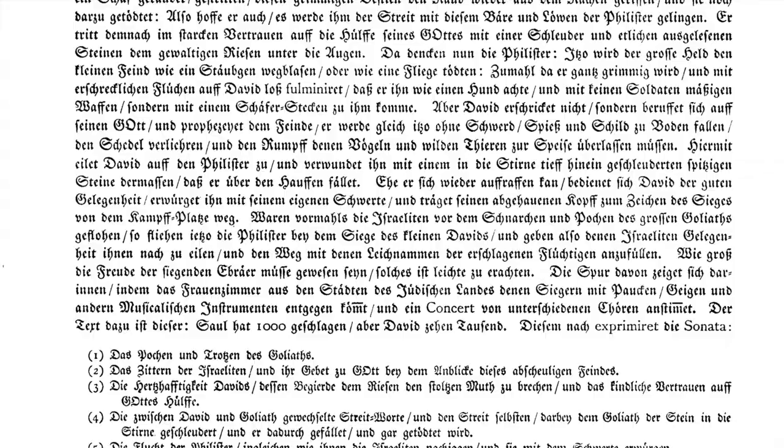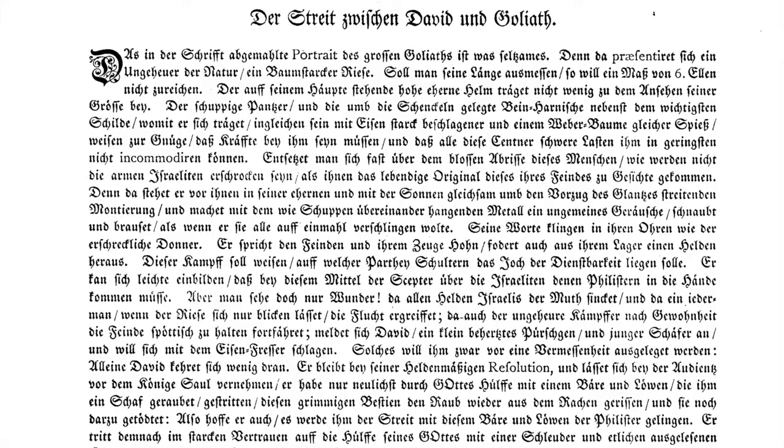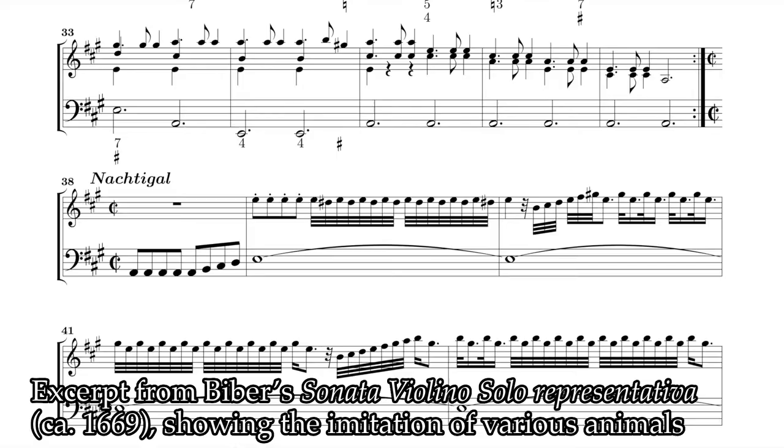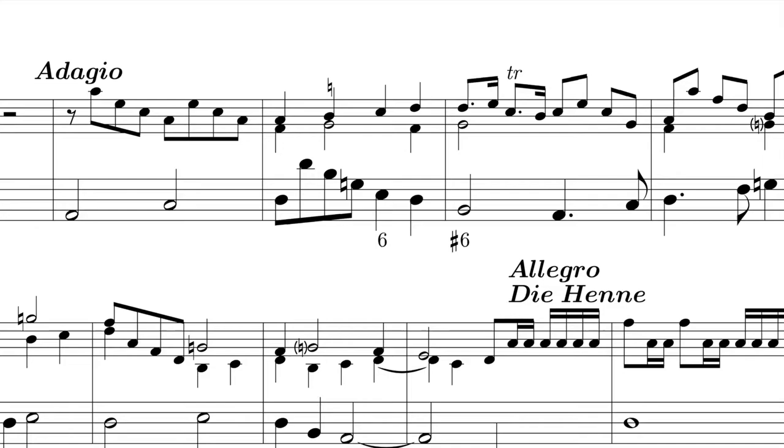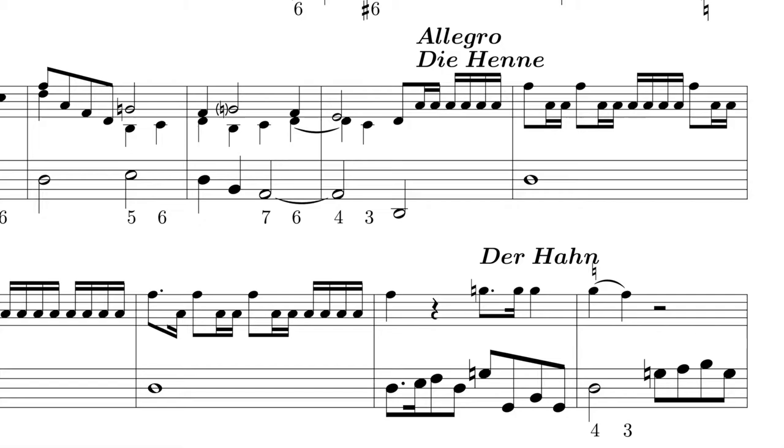More explicit representation was also found in Heinrich Bieber's work, with his Sonata Violino Sola Representativa, which imitates a whole series of animals, but these are exceptions to the rule of sonatas being a form of absolute music that didn't attempt to depict or represent anything in particular. This is what confused France through a huge chunk of the 18th century. Rousseau summed up French attitudes toward the sonata, calling it unnatural to write abstract music that could not be classified by its function.